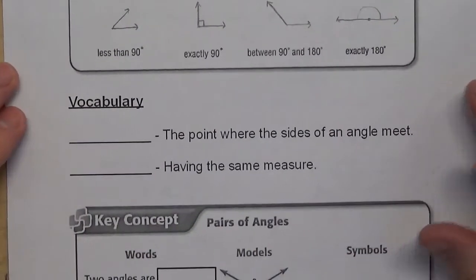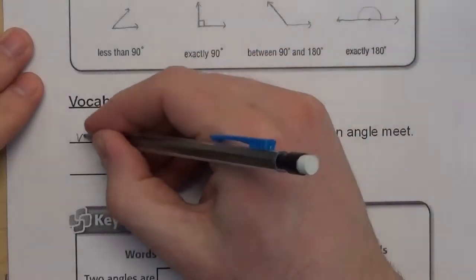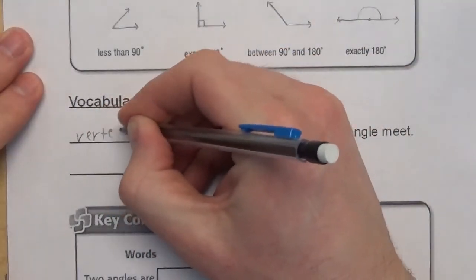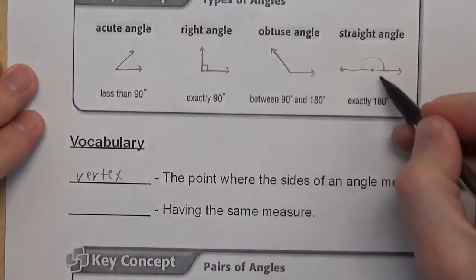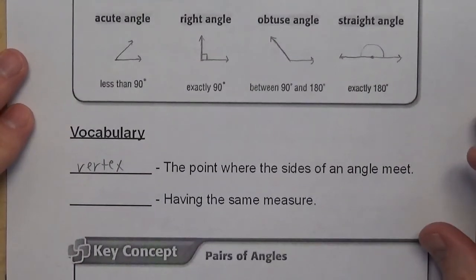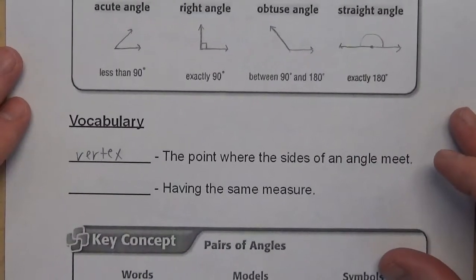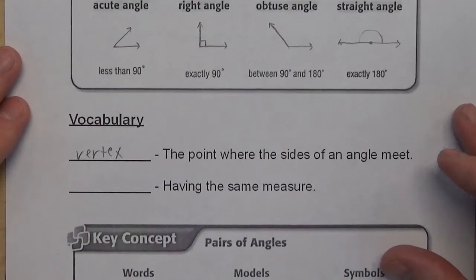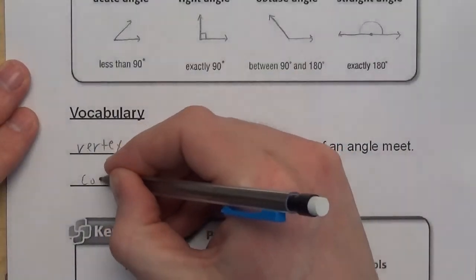All right, vocabulary. The point where the sides of an angle meet is called a vertex. So you have a vertex here, here, here, and here with these angles that we talked about. Having the same measure: instead of saying, like in algebra, when two things are the same, we say that they're equal. But in geometry, we say that they're congruent if they're the same measure.